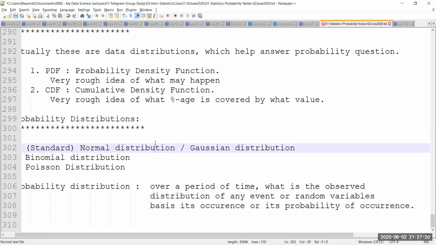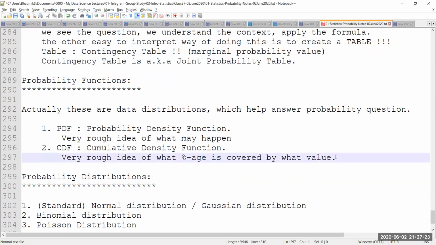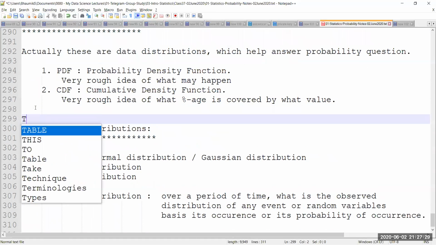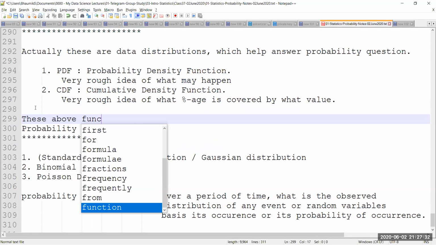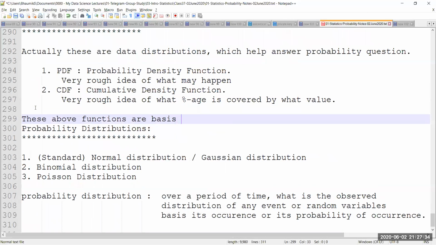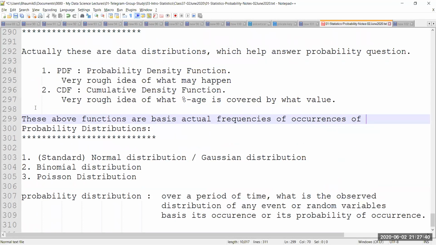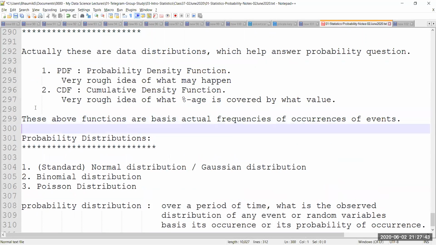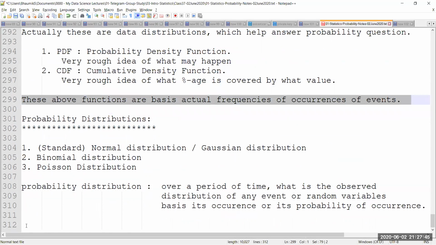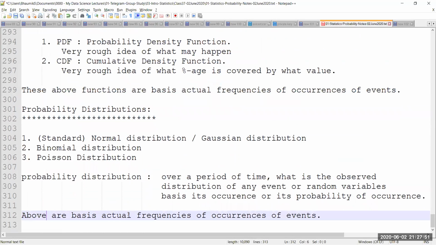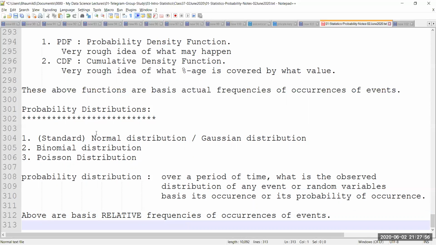Okay, don't worry. The distributions that we have seen earlier are basis the actual frequency. So I can say these above functions are basis actual frequencies of occurrences of events. But when it comes to the probability distribution, the above are basis relative frequencies of occurrences of one or more events. This is what we are going to study.